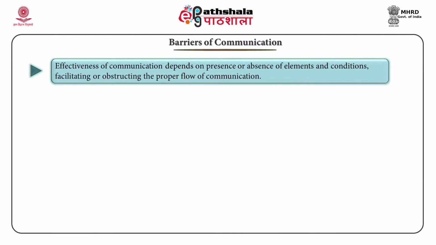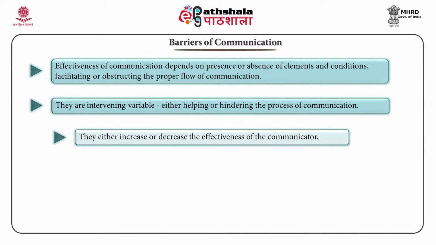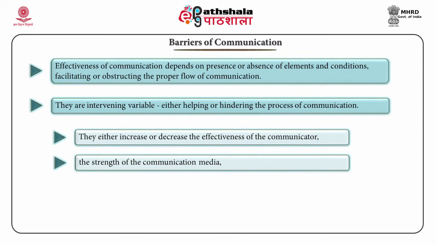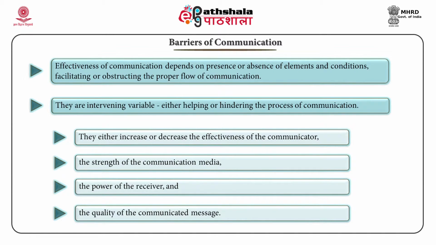The effectiveness of communication very much depends on the presence or absence of the elements and conditions facilitating or obstructing the proper flow of communication. These elements or situations effectively play the role of the intervening variable in either helping or hindering the process of communication. These are always in a position to increase or decrease the effectiveness of the communicator, the strength of the communication media, the power of the receiver, and the quality of the communicated message.